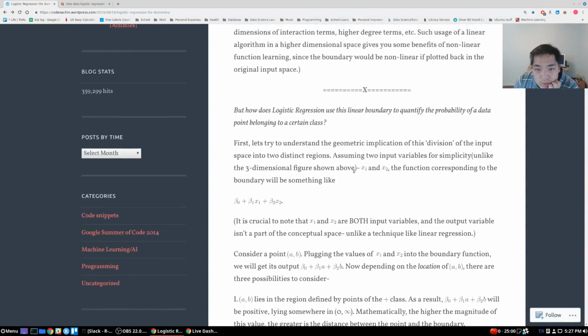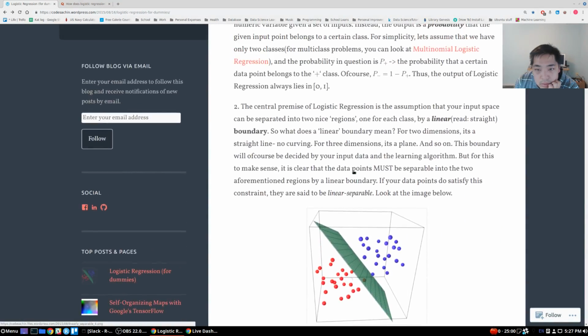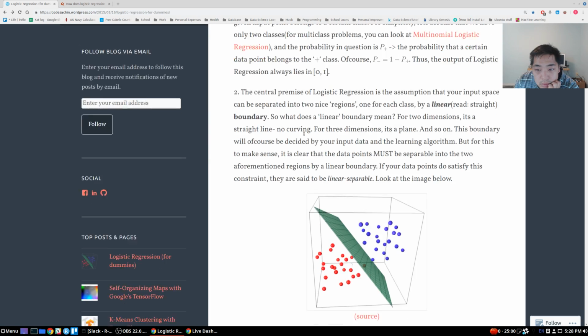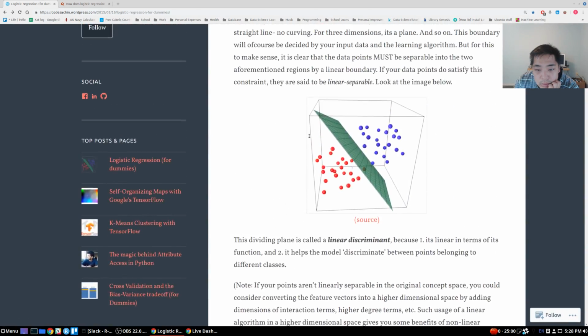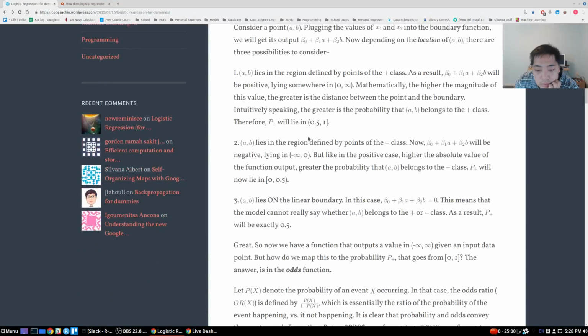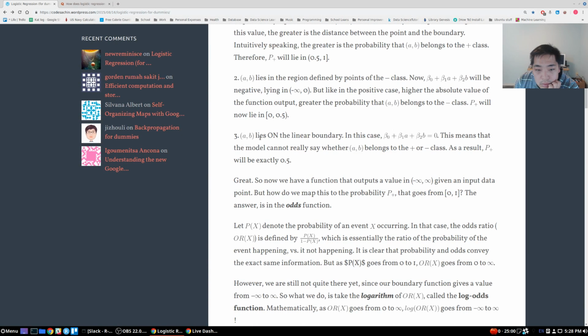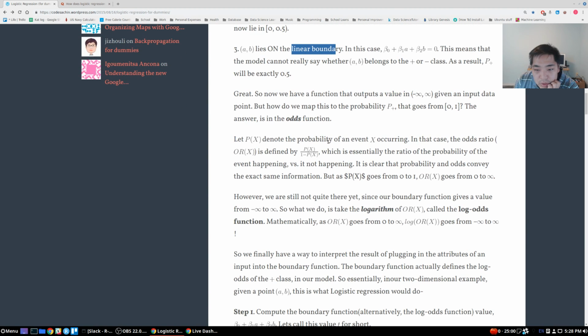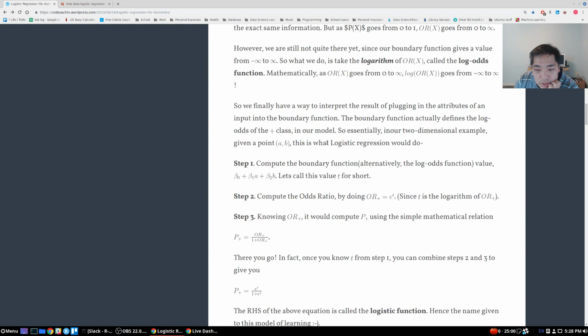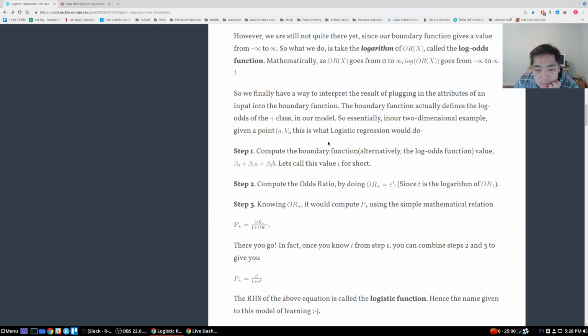Keep forgetting what boundary function is. Is the boundary function the same? Well, I know what linear boundary is. It's the same. Well, what is the boundary function? Is that the linear function for the linear boundary?